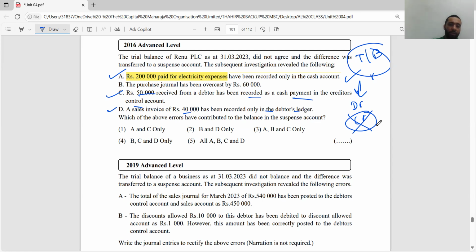So A, C, and D. Is there an answer for A, C, and D? Here the examiner has made a mistake by not giving the correct answer as A, C, and D. Wherever it says B, the answer should be wrong.